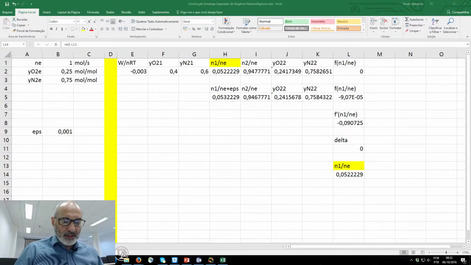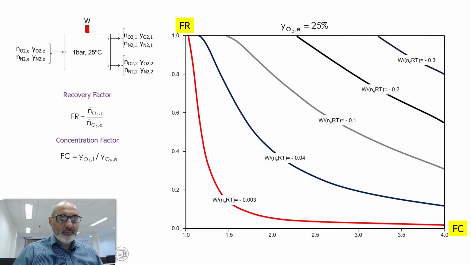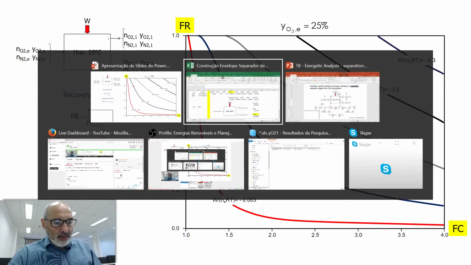What we do now, that's a copy of the spreadsheet. We do this for different amounts of work and different amounts of oxygen. Let me explain how this graph can be obtained. I'm varying the amounts of work. So work is minus 0.03, minus 0.04, 0.01, minus 0.02, 0.03. Then I start by fixing the concentration of oxygen and making the solution.